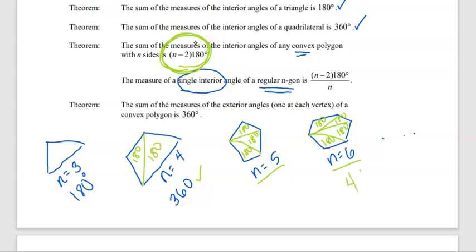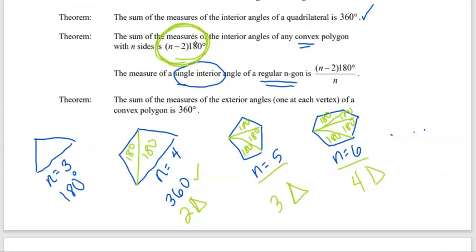This here has 4 triangles. This here has 3 triangles. This here has 2 triangles. And notice from 4 to 2 is -2. From 3 to 5 is -2. From 6 to 4 is -2.